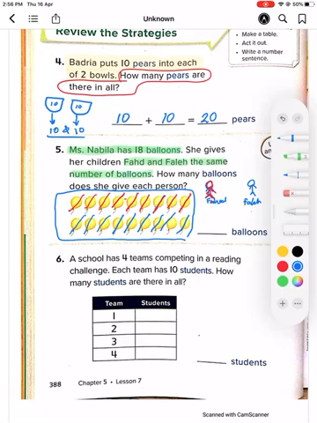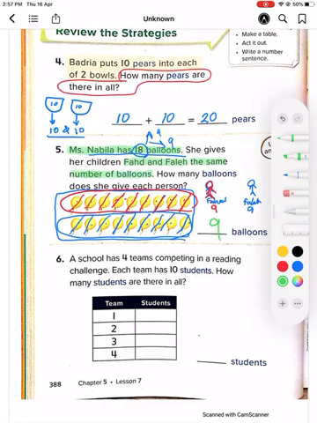Now, can you count for me how many balloons for Fahad and how many balloons for Faleh? Let's count them. 1, 2, 3, 4, 5, 6, 7, 8, 9. What about Fahad? 1, 2, 3, 4, 5, 6, 7, 8, 9. So Fahad will get 9 balloons and Faleh will get 9 balloons. In that case, Miss Nabila has 18 balloons. She gives 9 balloons for each one of her children. So the answer is 9.